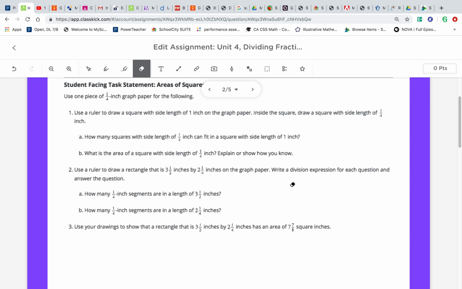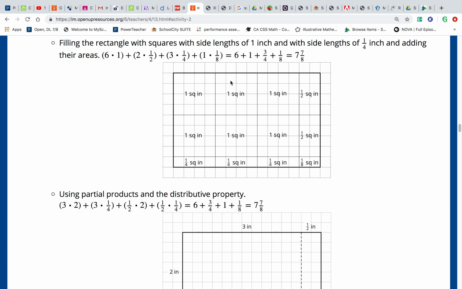But we want to be able to show it with our drawings. So I want you to see how this can look. There's a couple different ways to do it, and instead of me taking all the time to do it, I want to show you what they can look like. So here we go. Okay, so one of the ways you can do here, you can fill the rectangle with squares with side lengths of 1 inch and side lengths of 1/4 inch, and adding in their area.